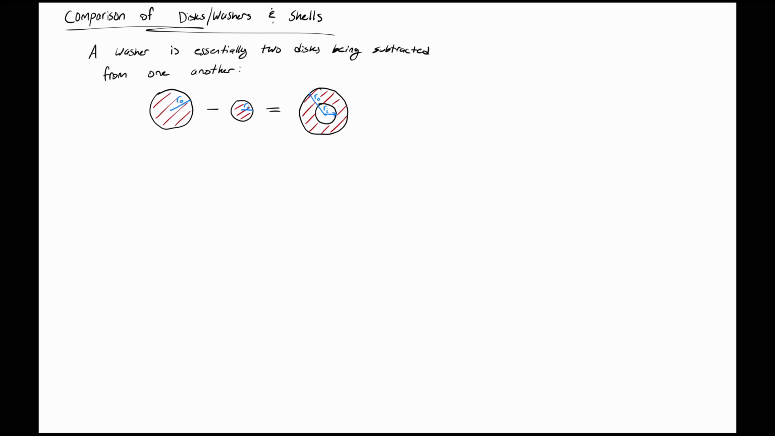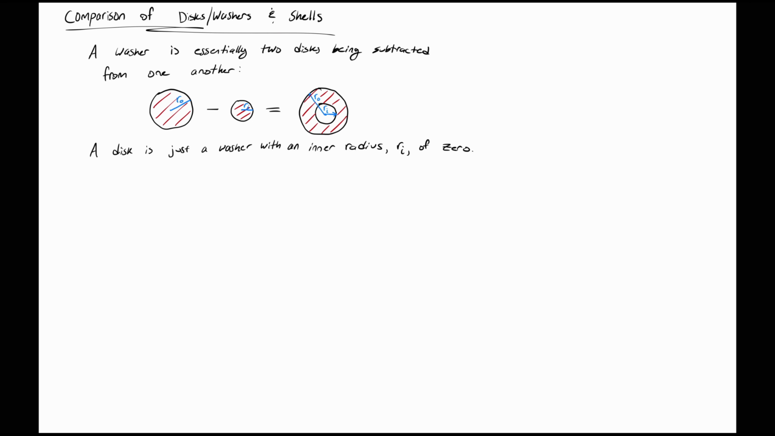In fact, there's one other thing we can say, and that is a disk is just a washer with an inner radius Ri of 0. So a disk is just a washer if it has an inner radius Ri of 0.